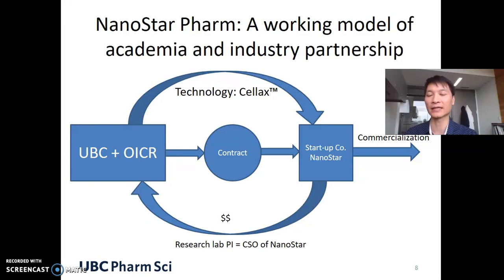Okay, so the model is that we develop the technology in an academic setting. For example, Cellax technology was developed at UBC and OICR, my prior institution, and later on we formed a company called NanoStar, and then we licensed this technology from academia. And then with some incentive, like a licensing fee, we take the technology over to the company.